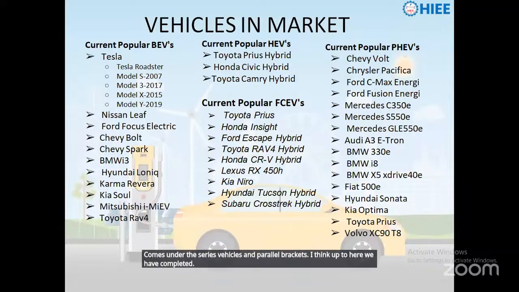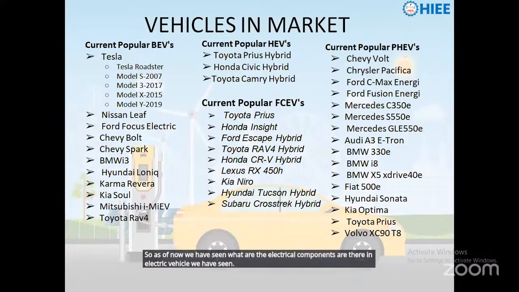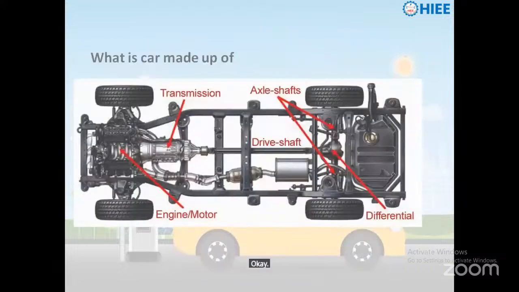So as of now, we have seen what electrical components are there in an electric vehicle. Now let us see what the general components are in a vehicle, or the major transmission components we'll be having in a vehicle. Can you see my screen, where I'll be having a car, which I can say is a cross-sectional figure of my car.